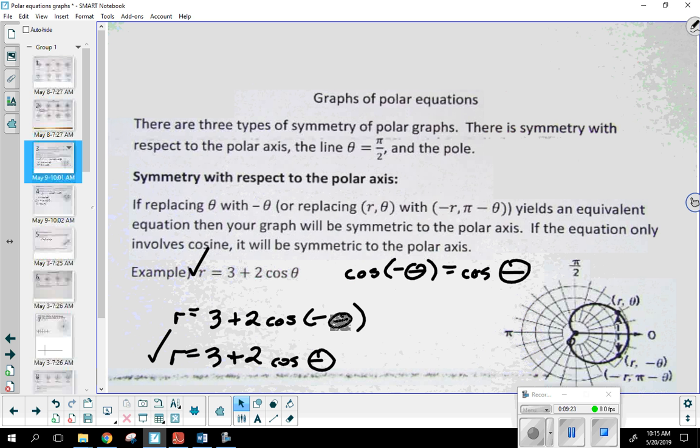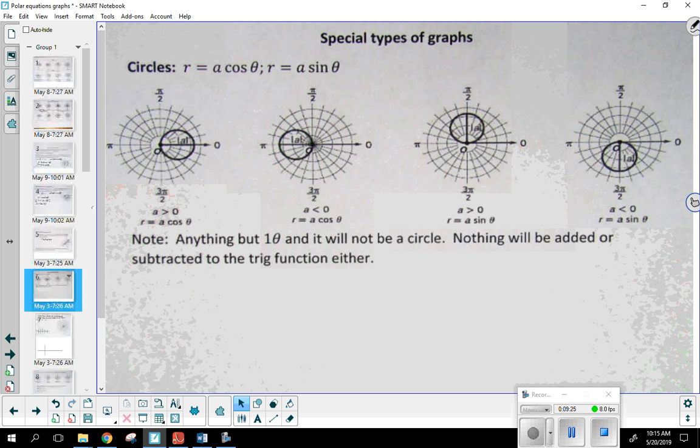All right. Well, let's go ahead and look at our first type of graph here, circles. Now, circles are going to be of a particular form, and we're only going to be looking at cosine and sine. So it's either going to be r equals a cosine theta, or r equals a sine of theta. Okay, so a couple things.